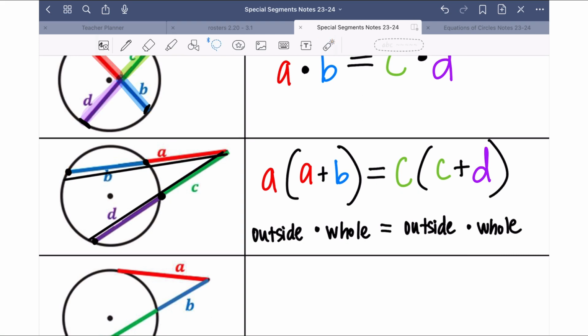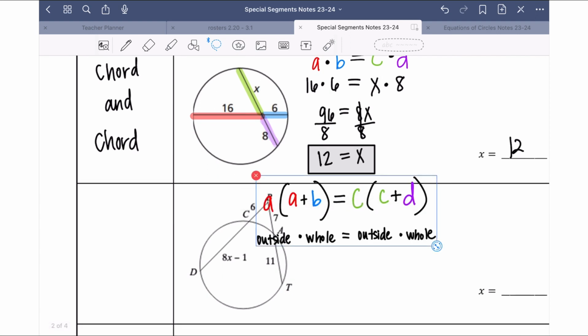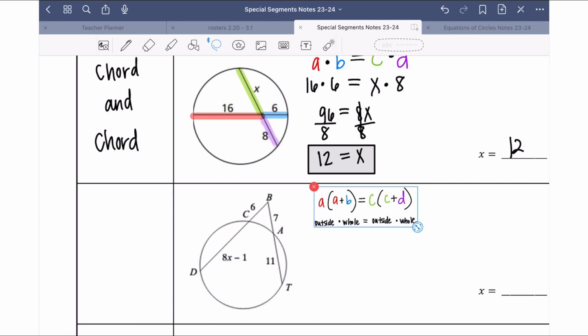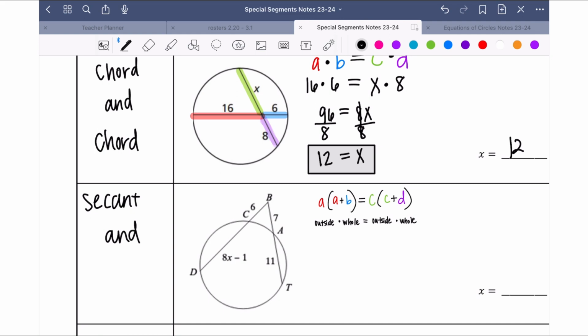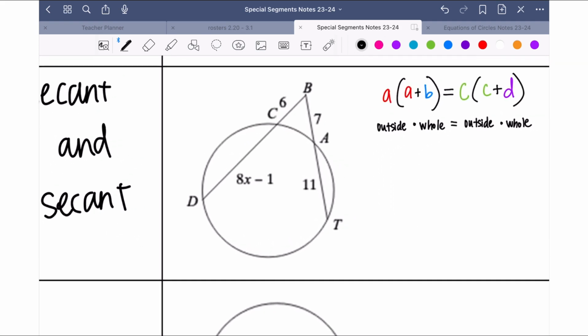Now this one, I know it can be a little tricky to understand, but let's do it with a problem here on the bottom. So I'm going to copy my formula. And then again over here, this is secant and secant. Okay. All right. So I'll give you some time to write the formula. Outside times the whole, outside times the whole. If you need to pause the videos at any time, please pause the videos while you're watching it, if I'm going too fast while you're writing, okay?